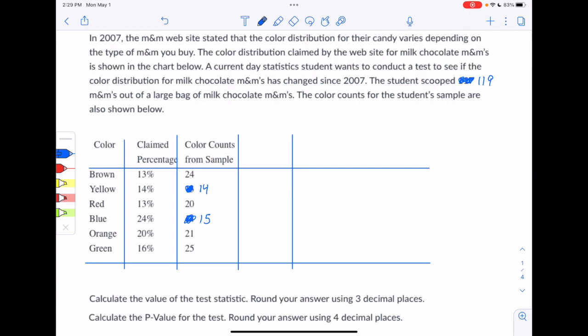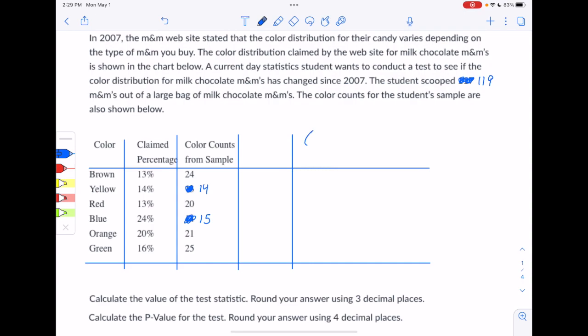And then what is it that they actually want us to do in this problem? If we look down at the bottom, they want us to calculate the value of the test stat, and they want us to calculate the p-value for the test. So let's go ahead and fill in this last column. I've kind of set up a table here.